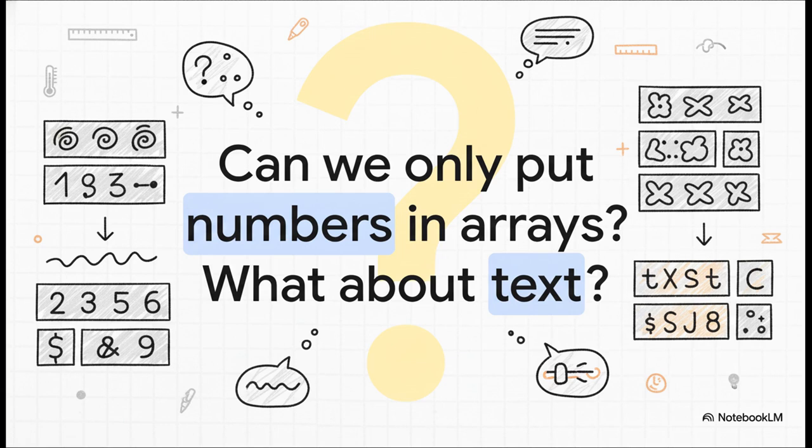You know, we've seen how fantastic arrays are for organizing numbers, things like grades and temperatures, into these neat, accessible boxes. But that kind of leaves us with a fascinating question, doesn't it? Can we only put numbers in these things? What happens when we want to store and work with text? Now that's a topic for another time.